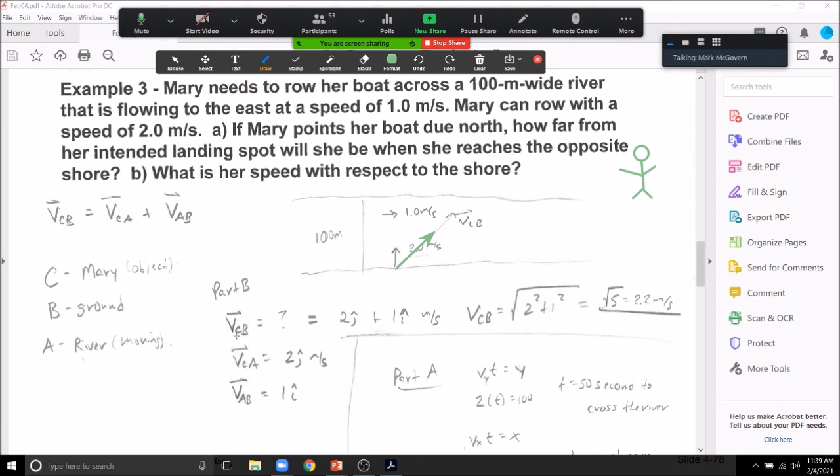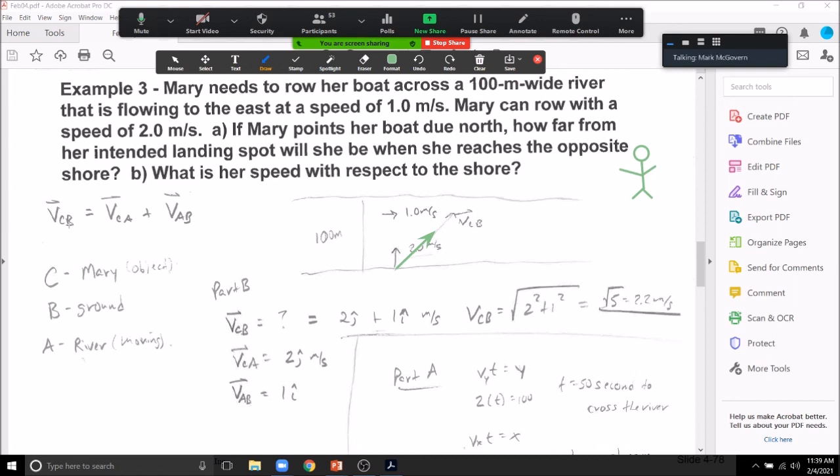So let's do it. What's VCB? That would be Mary relative to the ground. We don't know that. That's what we want to find out. What is VCA? That would be Mary relative to the river. And that's 2. That's what Mary can do. She's in the river. She's going 2 meters per second. If you were in the river too, you'd see her going 2 meters per second. All right? And then VBA is the frame velocity, which is the river. It moves at a speed of 1 meter per second.